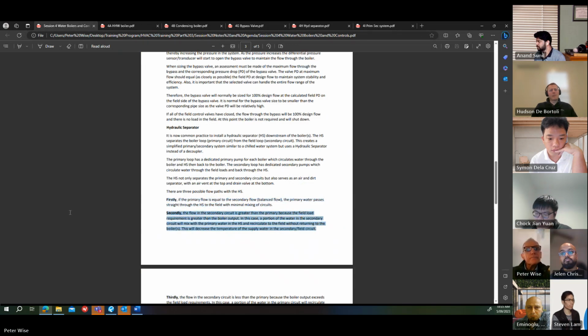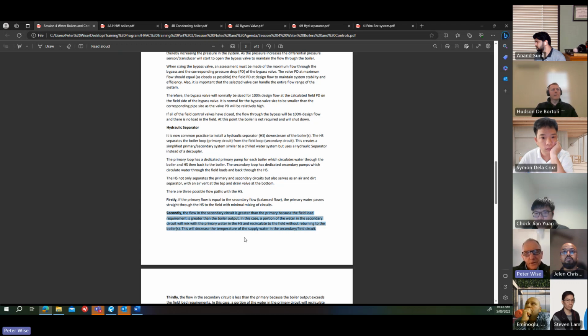Secondly, the flow in the secondary circuit is greater than the primary circuit because the field flow requirement is greater than the boiler output. So the field is requiring more hot water, but the boiler capacity at that time is not able to provide enough water. So in this case, a portion of the water in the secondary circuit will mix with the primary water in the separator and recirculate to the field without returning to the boiler. This will obviously decrease the temperature of the supply water in the secondary field circuit.